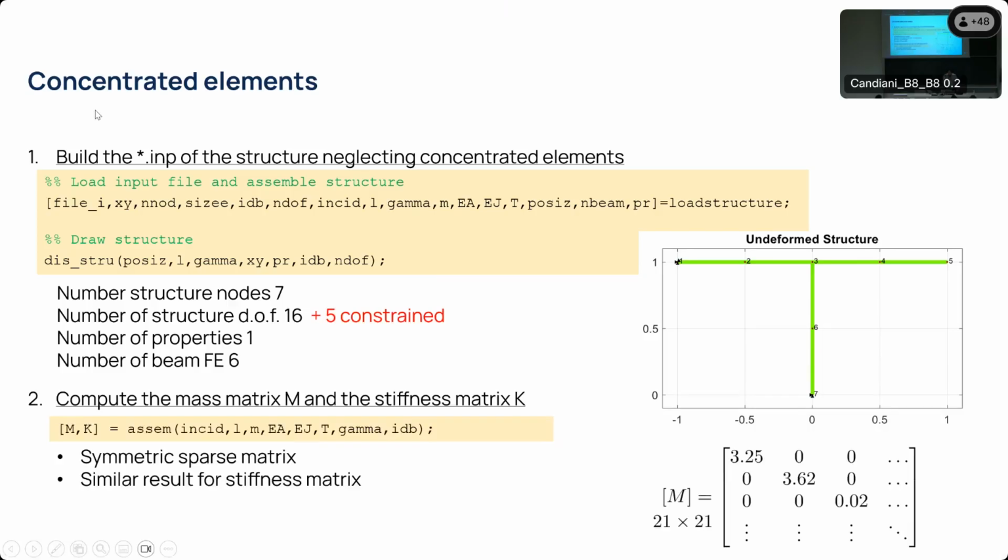So we draw the structure, we compute the stiffness matrix, we compute the mass matrix and everything. We know that the structure has basically 16 degrees of freedom plus 5 constraints because it is attached to the ground. So 3 constraints are on node 1. Basically, node 1 is just blocked with respect to its displacement. And 2 constraints on node 7, because node 7 is only allowed to rotate a little bit. And the matrix will appear sparse, and we can just run the code and obtain everything exactly as we did last time.